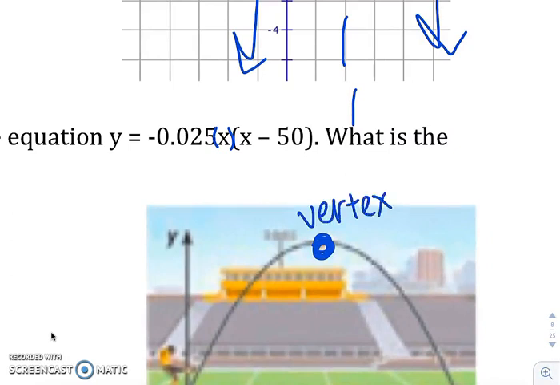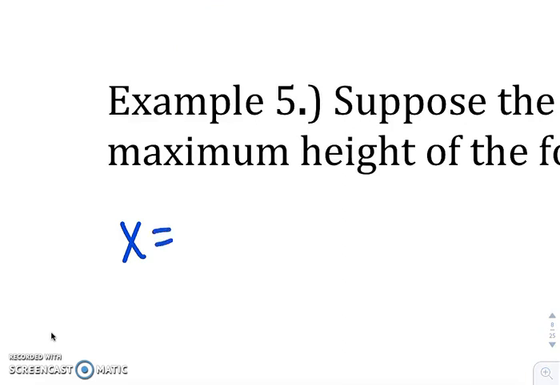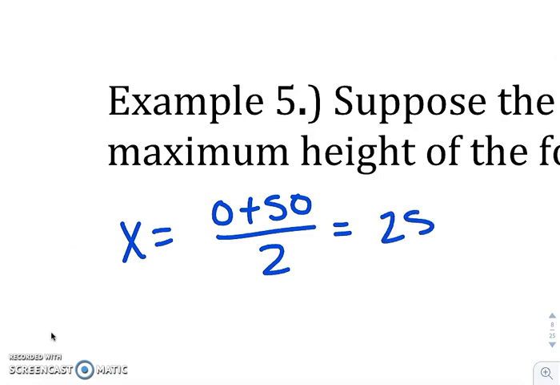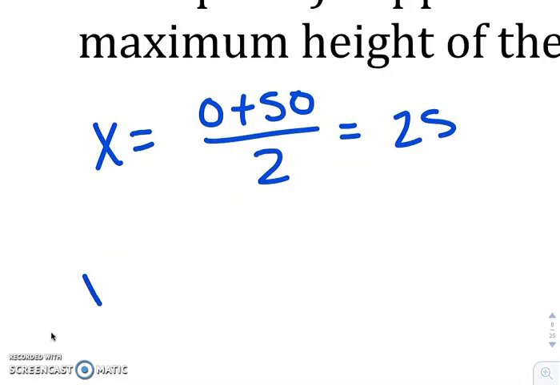But we have to find the y value of that to get what the height is. So we have to find the x first and then plug that in to get the y. So your 2 x-intercepts are (0, 0) and (50, 0). So if we find our x value, x equals 0 plus 50 over 2. So 0 plus 50 is 50 divided by 2. So our x value is 25. And if you think about it, you know what is in the middle of 0 and 50? 25. So then we just plug that x value back in to get the y.